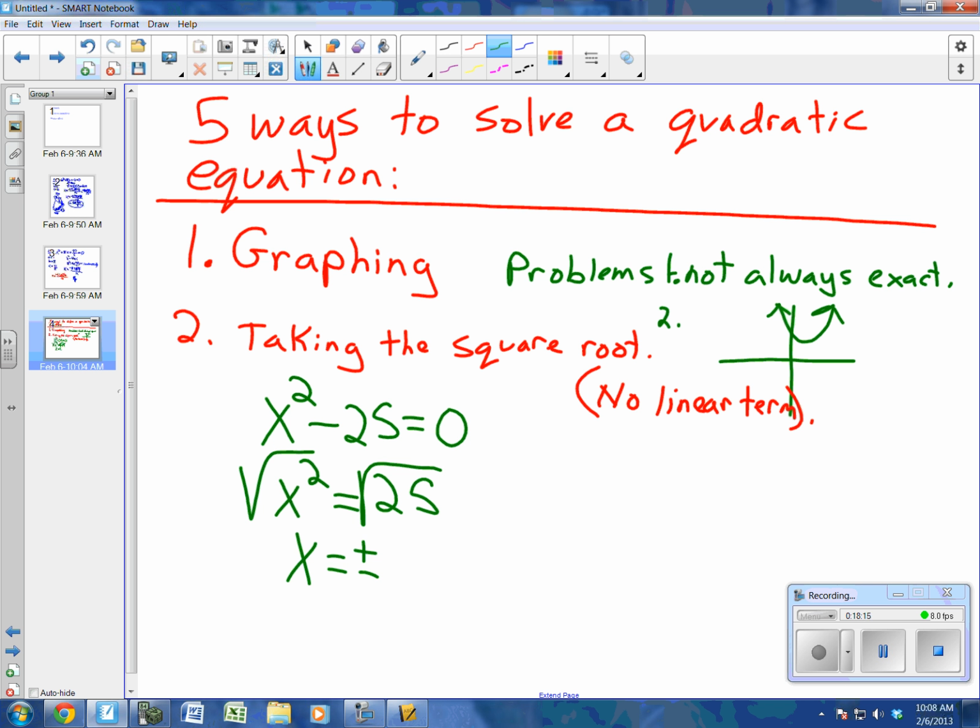Plus or minus the square root of 25. What's the square root of 25? 5. So there's my two answers, positive 5 and negative 5 in that case. That's kind of an easy way to do it, isn't it?